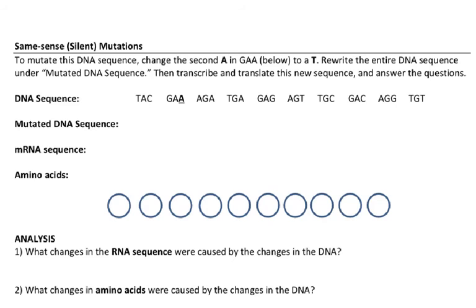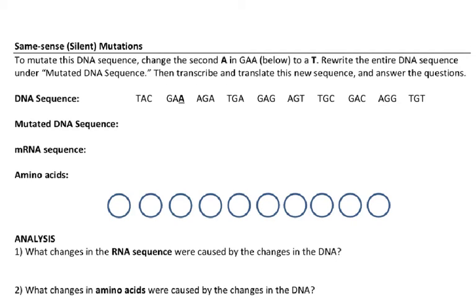Let's move on now to our first mutation. This is called a same-sense or silent mutation. You'll see why towards the end. It says to mutate this DNA sequence, change the second A in GAA below to a T. Rewrite the entire DNA sequence under mutated DNA sequence. Then transcribe and translate this new sequence and answer the questions.